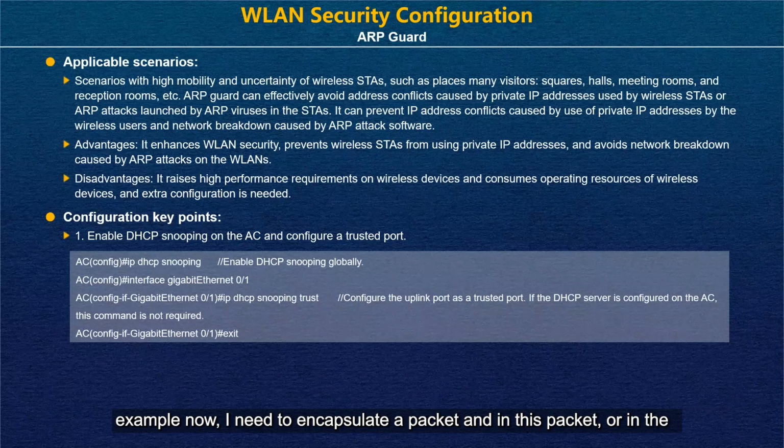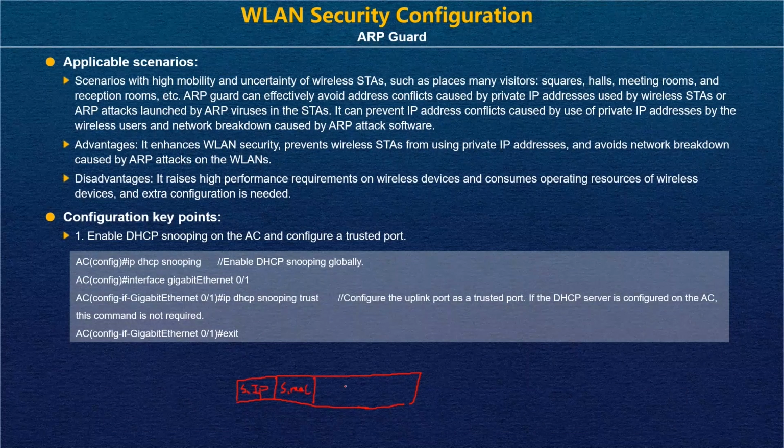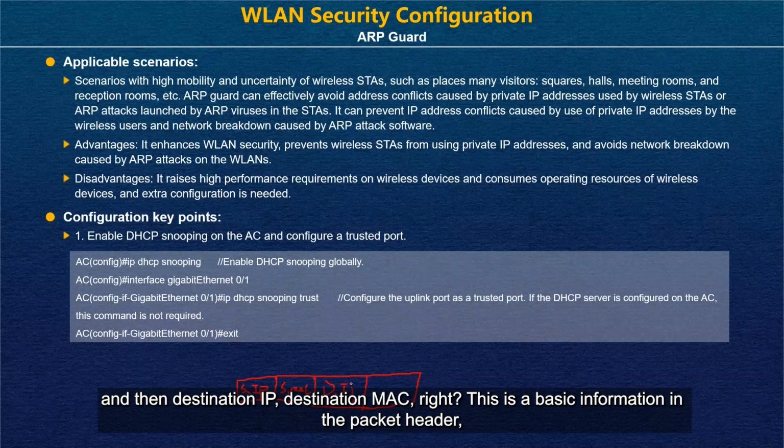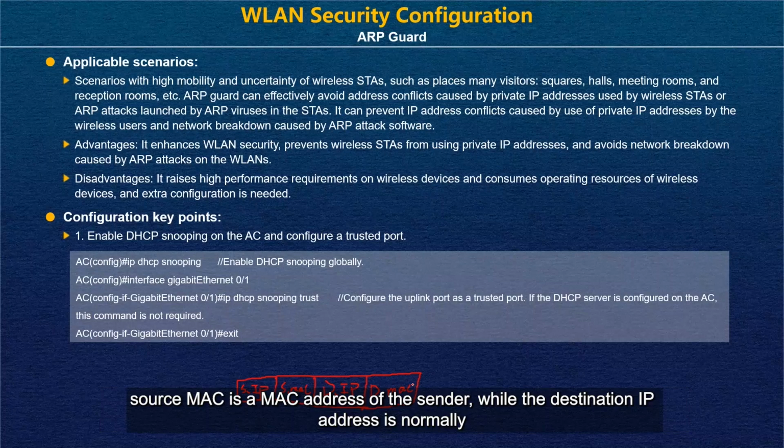For example, now I need to encapsulate a packet, right? In the packet header, it should contain the source IP and source MAC, and then destination IP and destination MAC. This is basic information in the packet header. Among these four parameters, of course, the source IP is the IP address of the sender, and the source MAC is the MAC address of the sender, while the destination IP address is normally known.